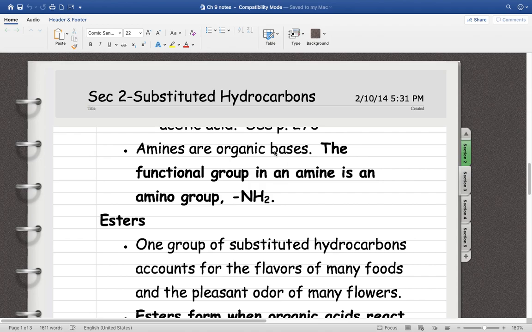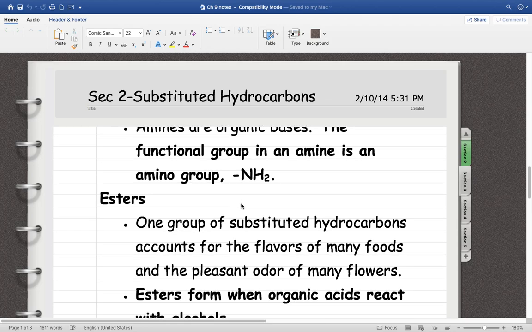Okay, so the amines are organic bases. The functional group is an amine. And so the name of the functional group is amino, and then its compound is NH2. Okay? So again, not a negative. It means that something's going to go in front of it, a hydrocarbon. All right? Again, look at your book.